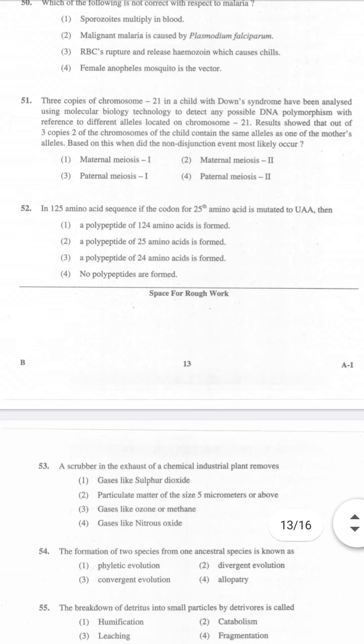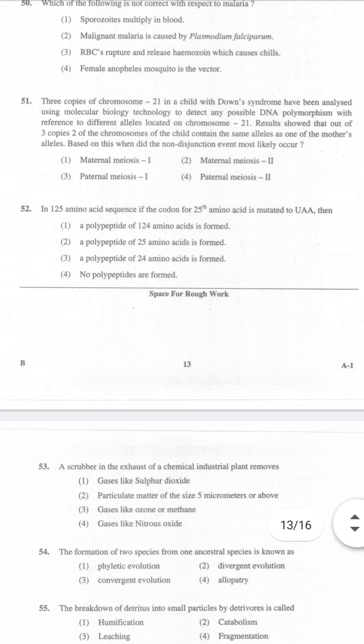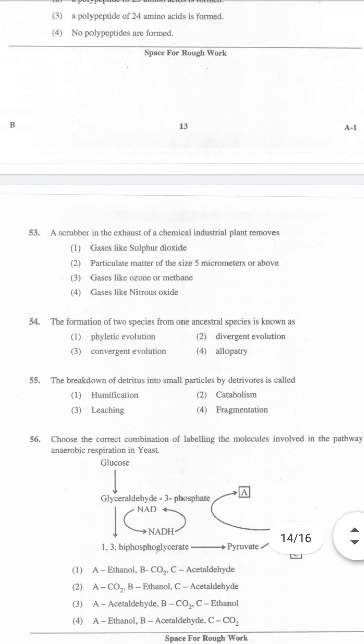UAA is a stop codon. It does not code for an amino acid, which is called a nonsense mutation. Hence, the polypeptide synthesis is terminated and a polypeptide of 24 amino acids is formed. Hope you understood this one. Now let's go to question number 53.